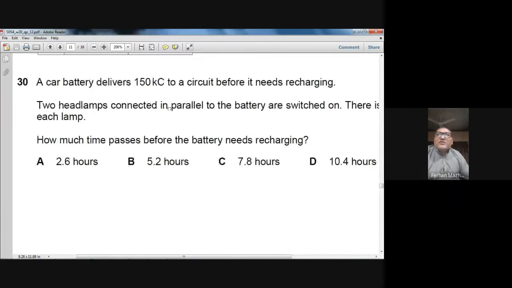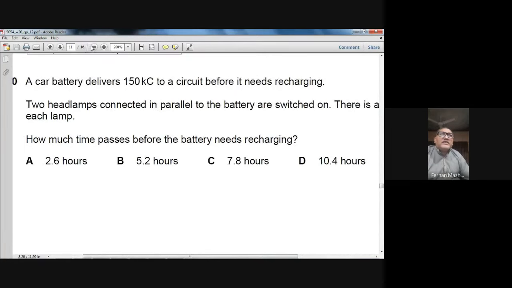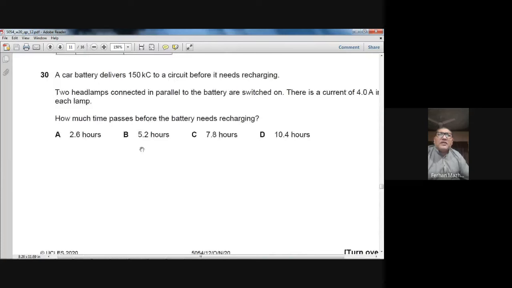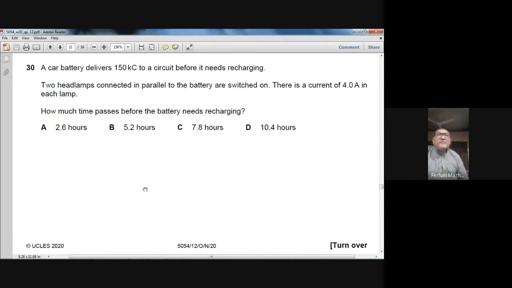Okay, so we have question number 30. Okay, here we go. A car battery delivers 150 kilocoulomb of charge to a circuit before it needs recharging. Two headlamps connected in parallel to the battery are switched on. There is a current of 4 ampere in each lamp. How much time passes before the battery needs recharging?